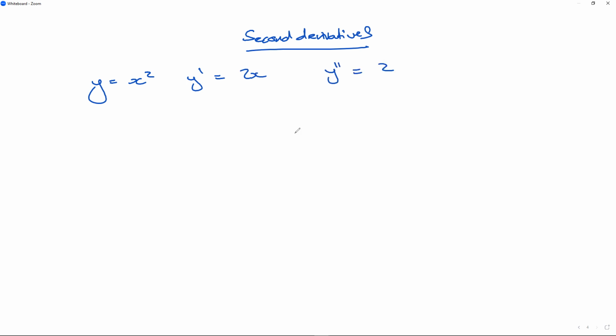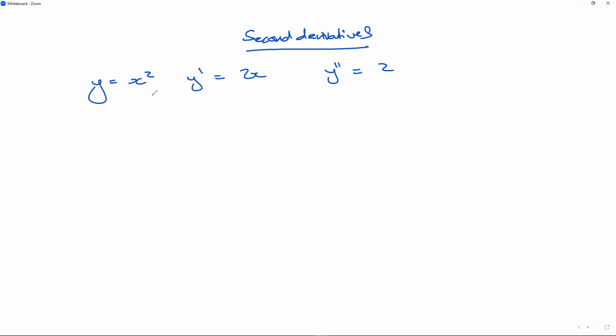All right, so when it comes to second derivatives, it basically means that if you're given an equation, you derive it twice. So if I have y equals x squared and I derive it the first time, it becomes 2x. Derive it the second time, it becomes 2. When we derive it the second time, we'll notice certain things.